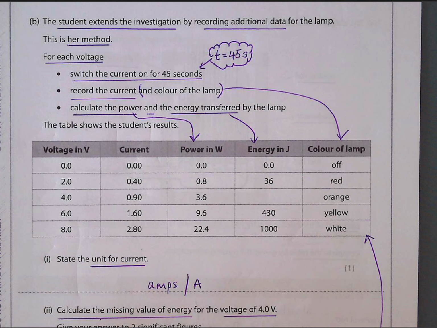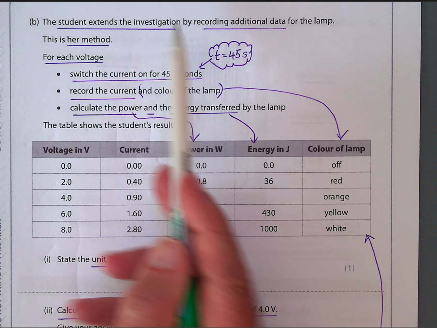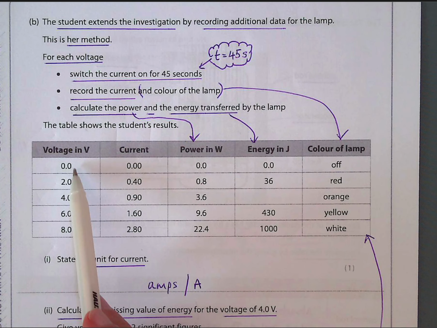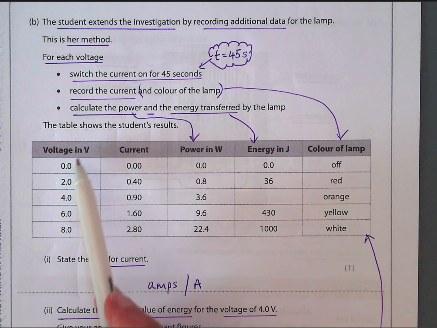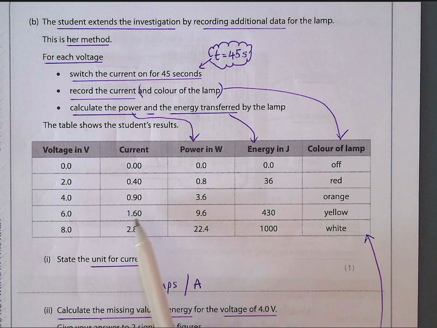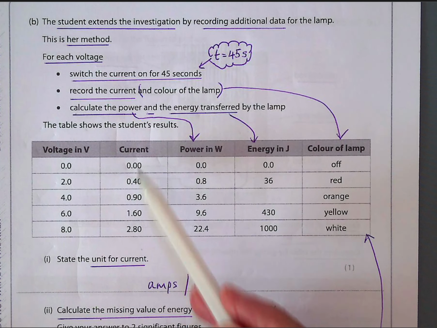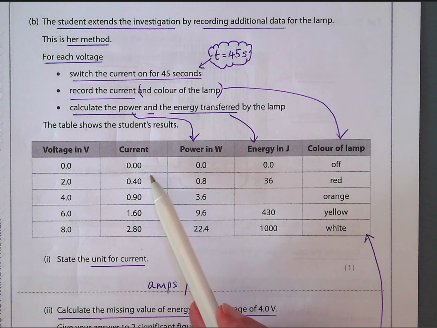Then it goes on to say the student extends the investigation, or at least the analysis of the investigation, by recording additional data for the lamp. Obviously they had voltage and current readings. You see they've gone up in steps of 2, nice intervals, so that's the variation of voltage, recording the current. Ideally they would have repeated and averaged to see if the current value was the same each time. Now, if you hadn't switched on and off, maybe it would heat the filament lamp and the heat would change the current each time. So that's one reason why you switch the current on and off between readings.